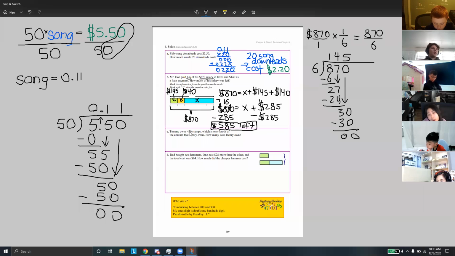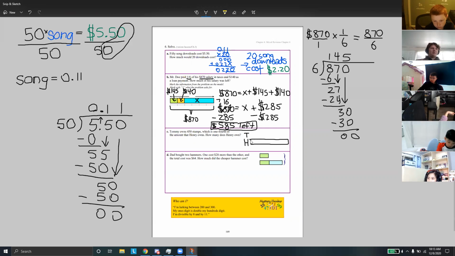Tommy owns 450 stamps, which is 1/4 of the amount Henry owns. How much does Henry own? Well, we actually don't need a lot of math for this. I'll draw a bar graph just because why not? We have Tommy and we have Henry. And so Tommy owns 450. I'm not going to draw his yet. If Tommy owns 1/4 of Henry, Henry owns how many times more than Tommy? 4 times more.